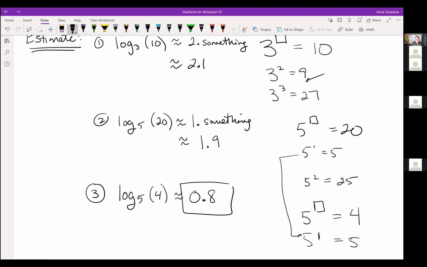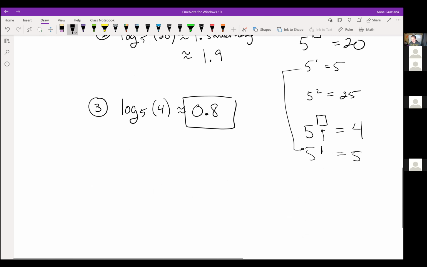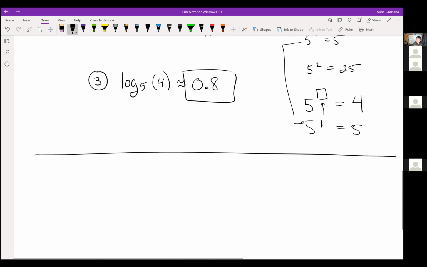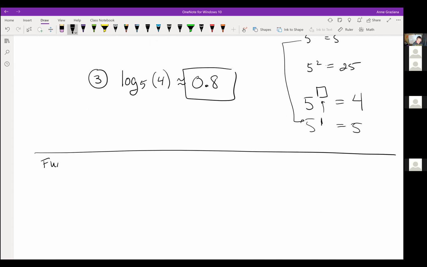Is that okay? I have to go down to get smaller than 5. Any questions? All right, so you can estimate logs, even if they're not exact. Just remember, it's the exponent that's going on the base that will give you the input. All right, so here's a little fun fact thing to notice. Some fun facts.